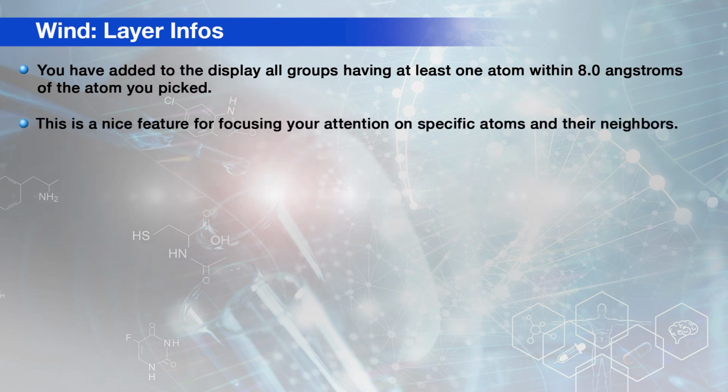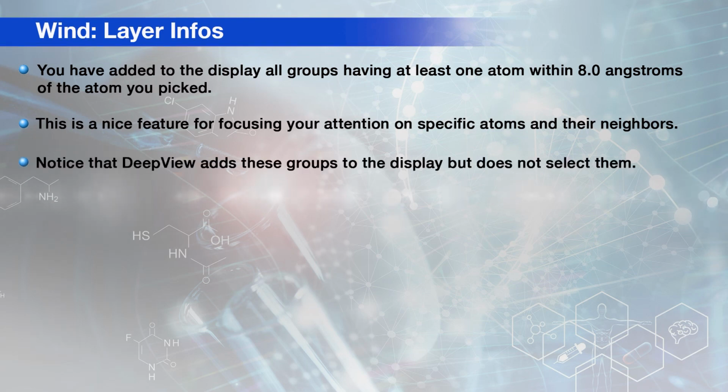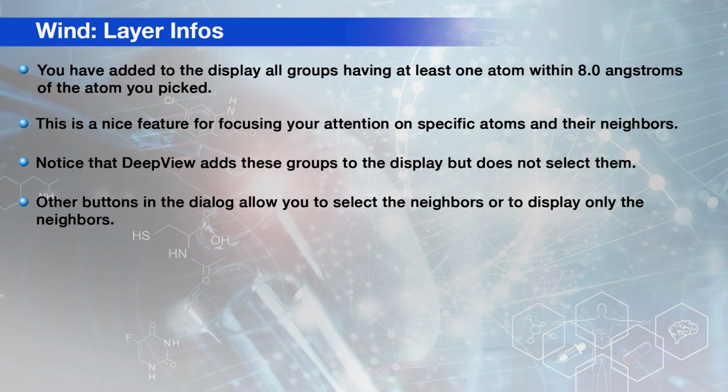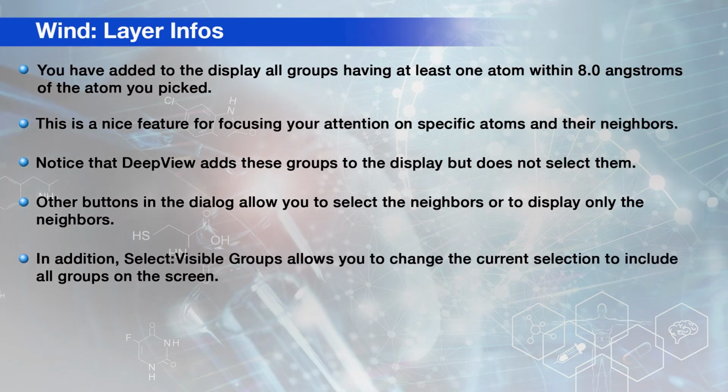This is a nice feature for focusing your attention on specific atoms and their neighbors. Notice that Deep View adds these groups to the display but does not select them. Other buttons in the dialog allow you to select the neighbors or to display only the neighbors. In addition, select visible groups allows you to change the current selection to include all groups on the screen. More commonly, you might want to display all groups within a specified distance of the selected groups.